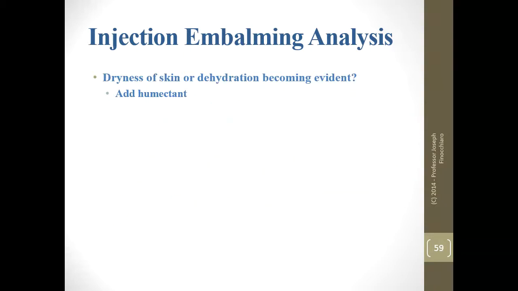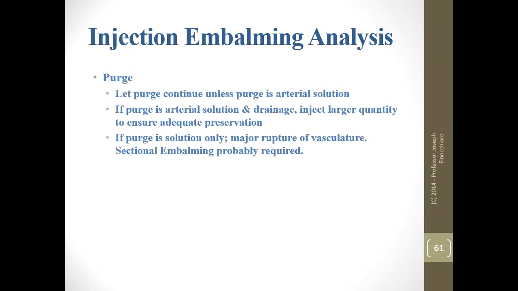If you see dryness of skin or dehydration, you might want to add in a humectant. You might want to put some massage cream on it as well. If you see a lack of color, add some color. Add the dye. Purge. Let purge continue unless the purge is arterial solution.